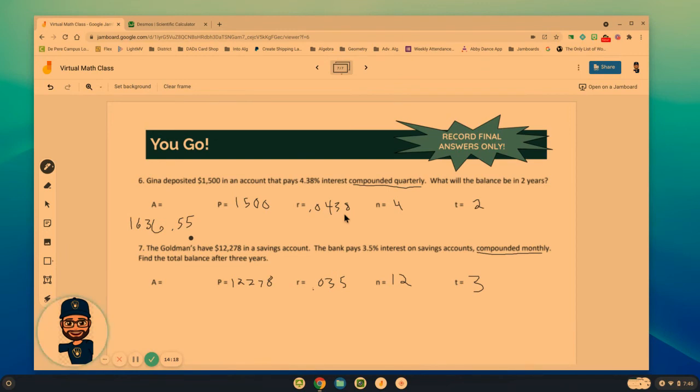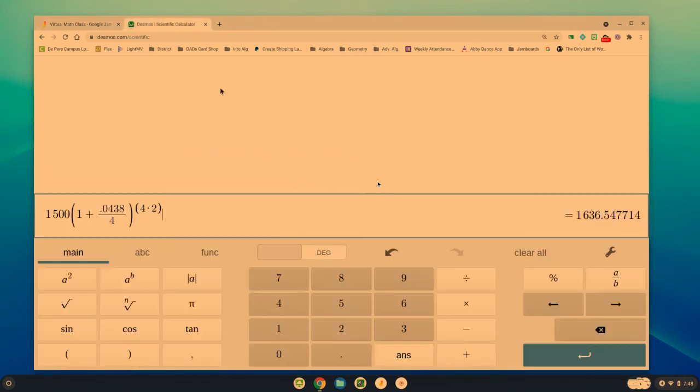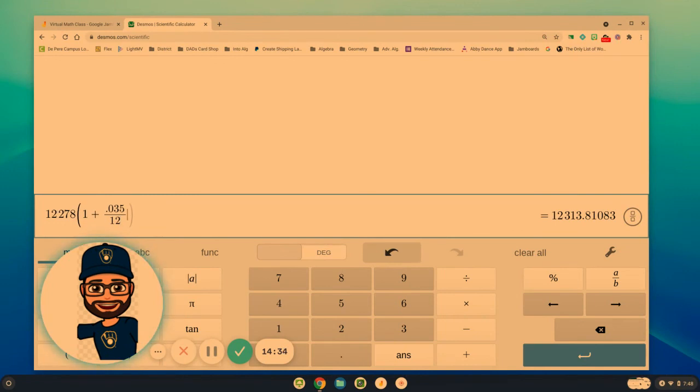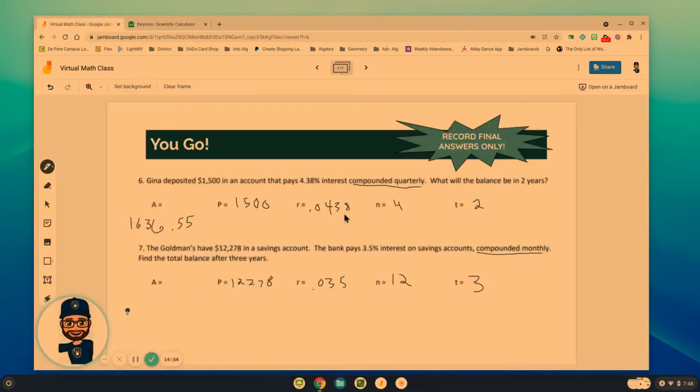And then if we look at the Goldmans, on the other hand, again, they're getting it at 3.5% compounded monthly. Let's change our formula up, clear all of that. The principal was $12,278 times 1 plus the rate divided by the compounding, which was 12, all to the power of N times T. So it was 12 months times 3 years, meaning we get the interest 36 times, or a final value of $13,635.22. 13,635 and 22 cents as a final value after those 3 years.